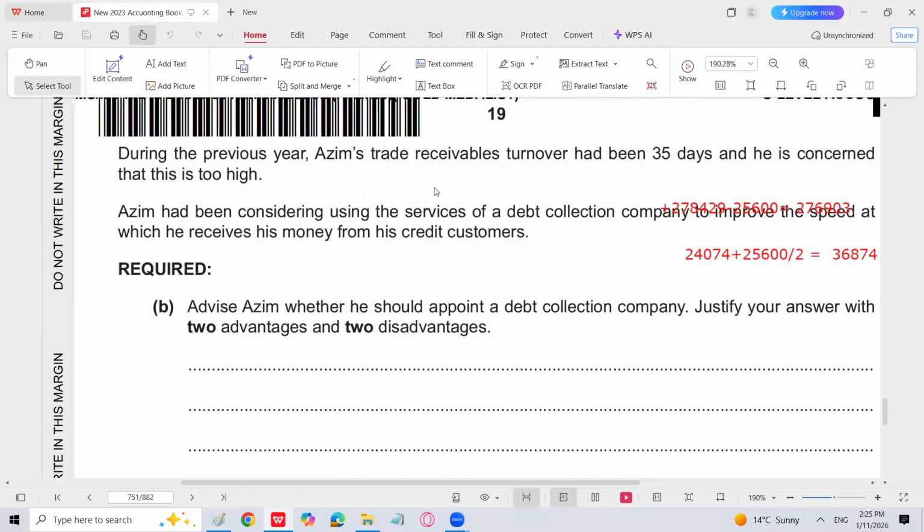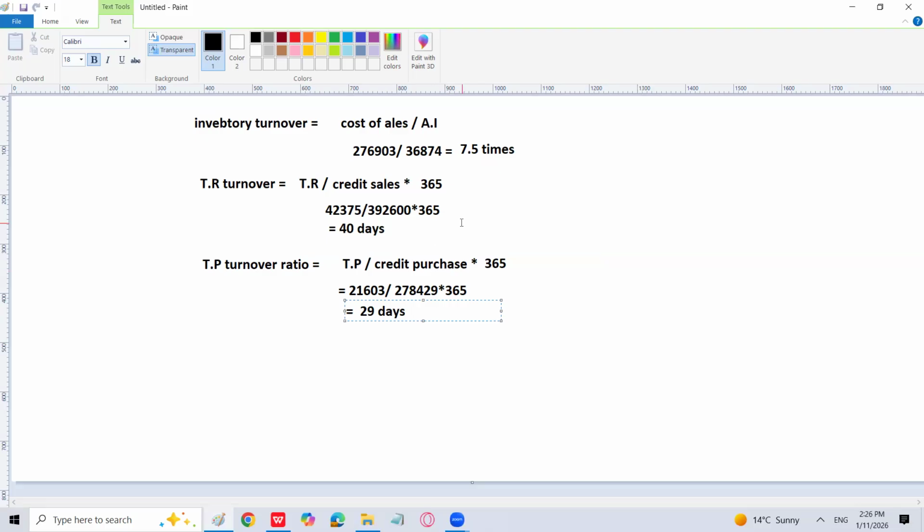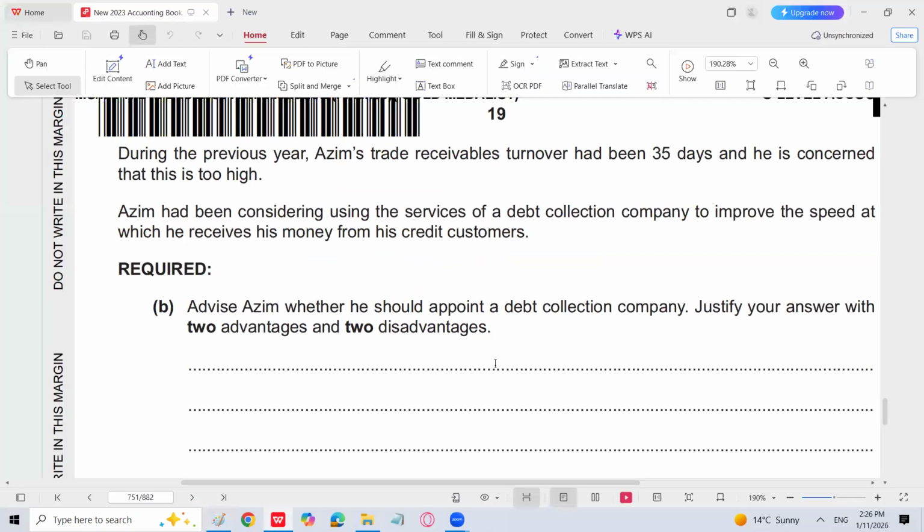During the previous year, A.S.M.'s trade receivable turnover had been 35 days. So it is clearly stated that in the previous year, the trade receivable turnover ratio was 35 days, and he is concerned that this is too high. Now it is 40 days. Previously, it was 35 days. Now it is getting more. We are getting later at collecting the amount from trade receivables.